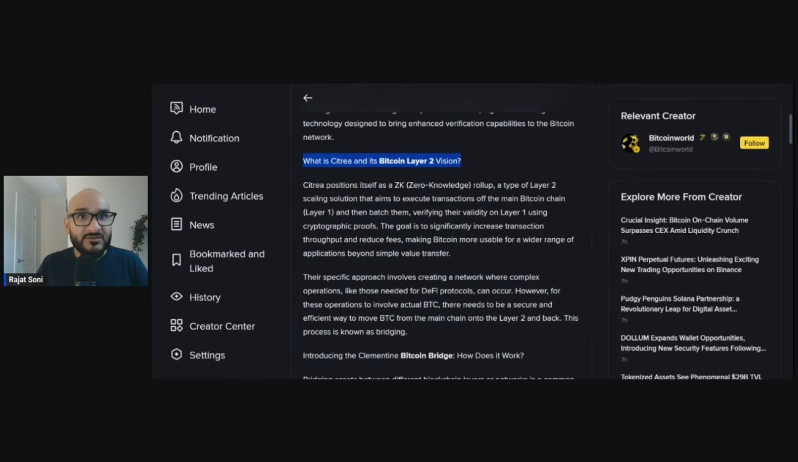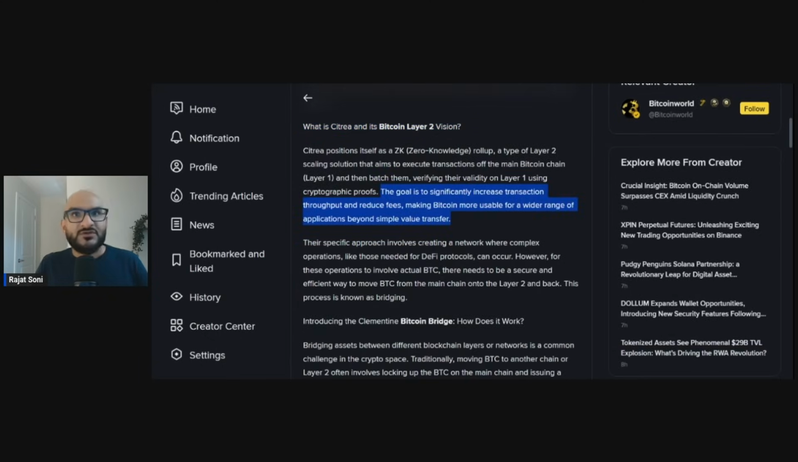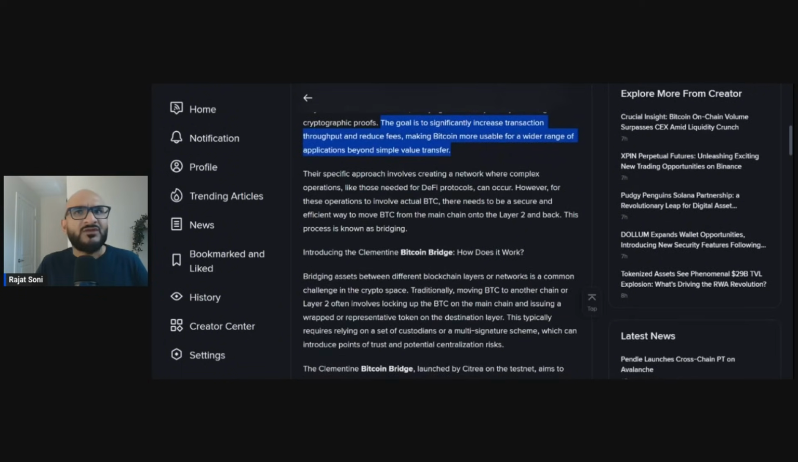I don't know the exact details of this, but what they're trying to do here is, you can see here, significantly increase transaction throughput and reduce fees, making Bitcoin more usable for a wider range of applications beyond simple value transfer. So they want Bitcoin to be used for something other than money. Why do we need to use Bitcoin for anything other than money? Bitcoin is money. Bitcoin is global money.